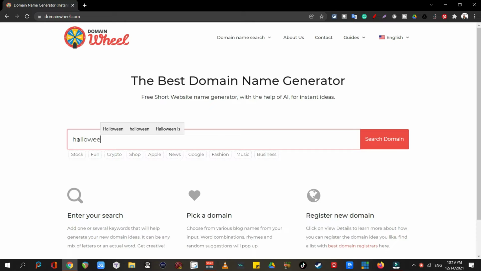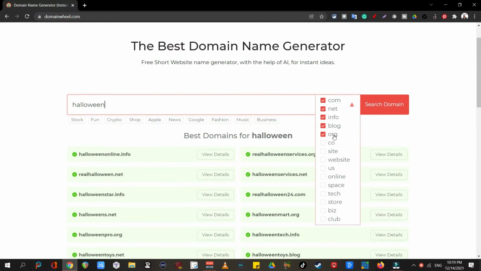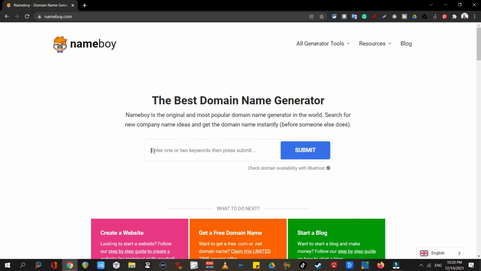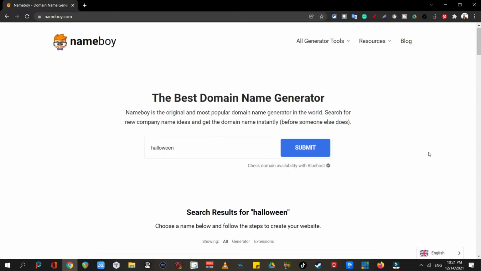Out on the web, there are also several blog name generators that you can use. A couple of those that I like is domainwheel.com and nameboy.com. Another effective tool is to use a thesaurus, where you can get a lot of synonyms for the original word you were thinking about, and that way find new ideas.